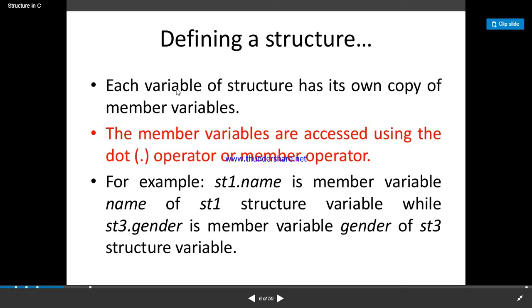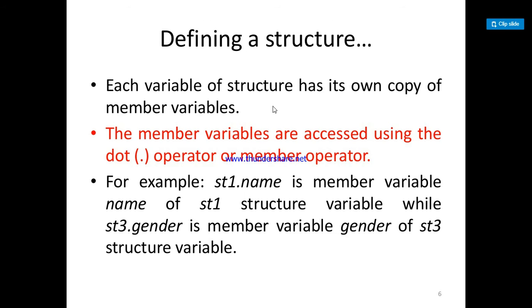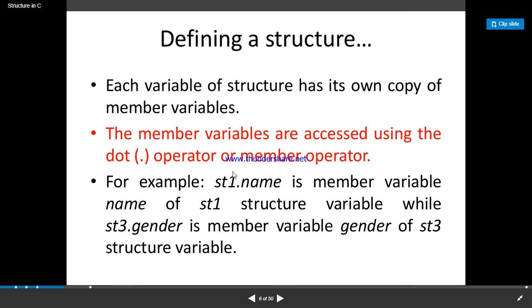How can we access the structure members? Each variable of a structure has its own copy of the member variables. The member variables are accessed using the dot operator, which also defines that this is a member of the structure name.